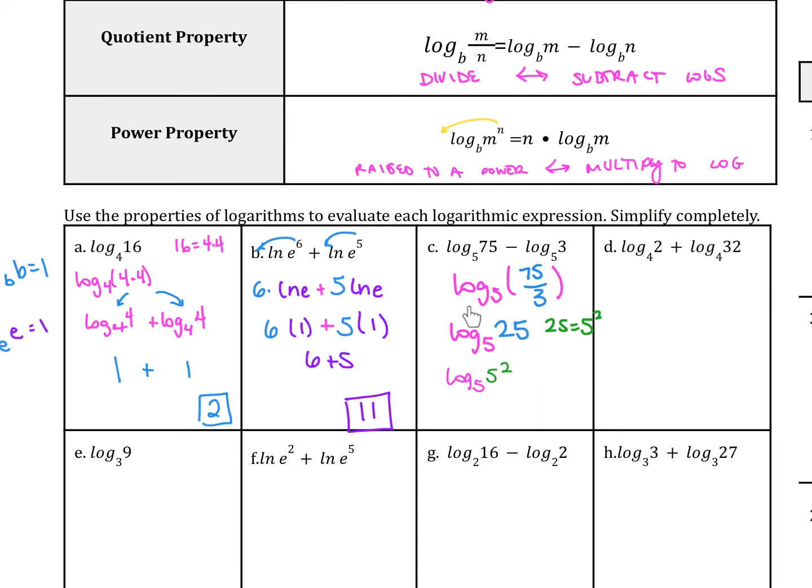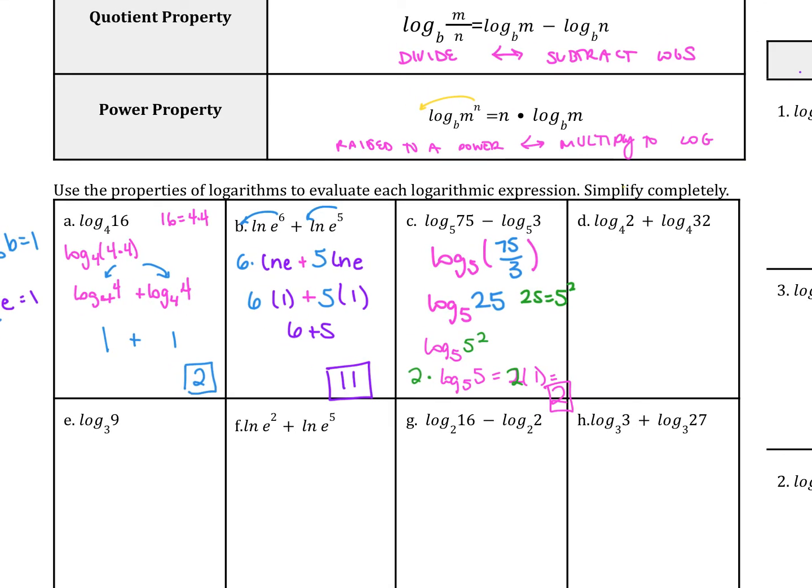And then we're going to use the power property. So this 2 is going to multiply to the front of the log. So it's going to be 2 times log base 5 of 5. Because it's the same base with this value here, log base 5 of 5 is just 1, and the 2 was still here, this is the 2 from the front. So it's 2 times 1, and our final answer is just 2.